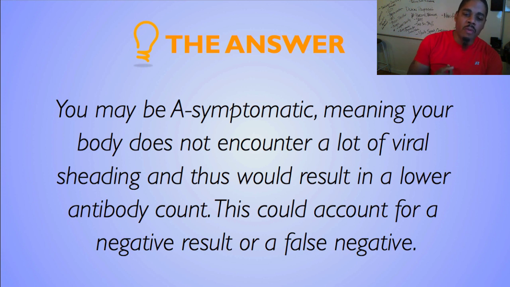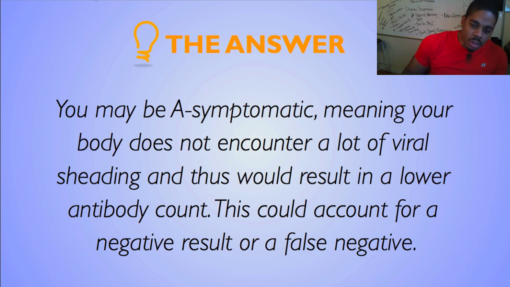So anyway, if you are asymptomatic, this could account for what we call a false negative, meaning that the IgG test looks for antibody count, antibody level that's responding to virus level. So if the virus level is not high, antibodies are not high. The IgG test could say, hey, I don't see a lot of antibodies, so the virus must not be there. Or it may be equivocal, not recognized.